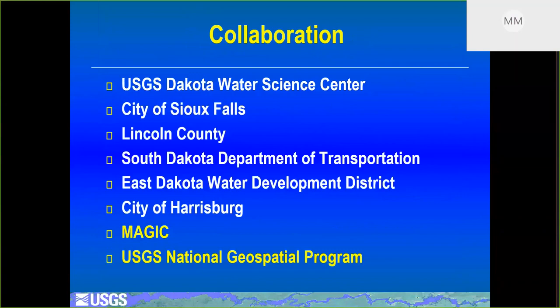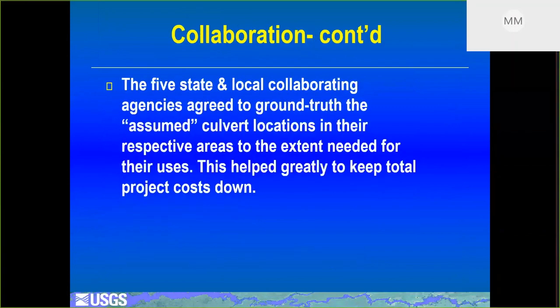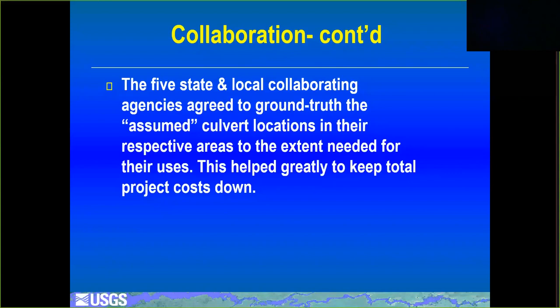We had a long list of cooperators on this study, and I won't go a whole lot into it, but the state and local cooperators agreed to do the ground truthing of the culvert locations that we came up with through this toolbox. For some of them you could verify that there was a culvert there through imagery. There were a lot of other locations that needed either field verification of some sort or use of a different imagery set, and I'll talk a little bit about that. The cooperators agreed to do that on their own with their own staff, which made the project a lot more affordable, given that we didn't have to go out and do ground truthing in the field.